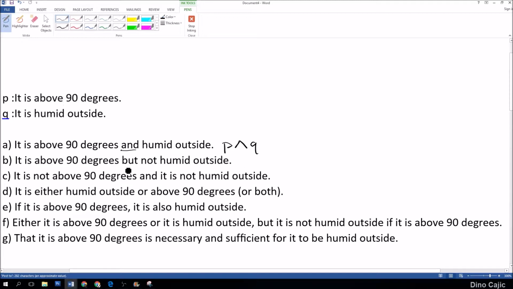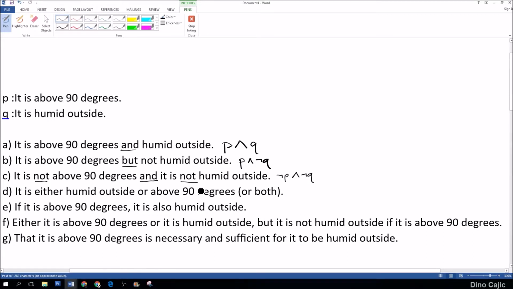For our next one, we have it is above 90 degrees, but not humid outside. But in discrete math can almost always be treated as an and. Not is the negation of Q. So this one will be P and not Q. Since Q, it is humid outside, not Q, it is not humid outside. In the following example, it is not above 90 degrees and it is not humid outside. We see that with the not here and the not there, both of the statements are negated. And then we also have a conjunction right here combining these two statements. So not P and not Q.